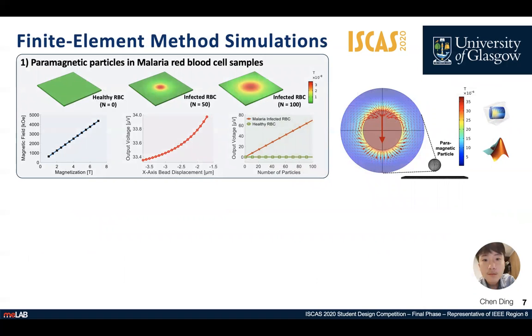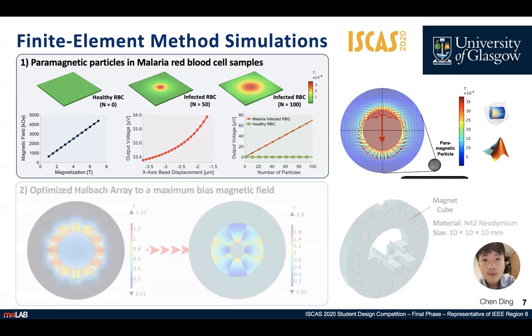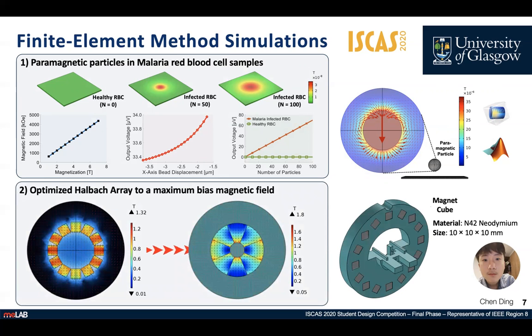Let's come to the simulation part. The first picture shows the paramagnetic particles in malaria-infected red blood cells with different numbers of particles. And what's more, to optimize the Halbach array for the maximum biomagnetic field, there are 2 things we do. One is to narrow the inner radius, and another is to increase the magnetic field of each magnet. By applying this structure, we can have a vertical magnetic field on the chip.